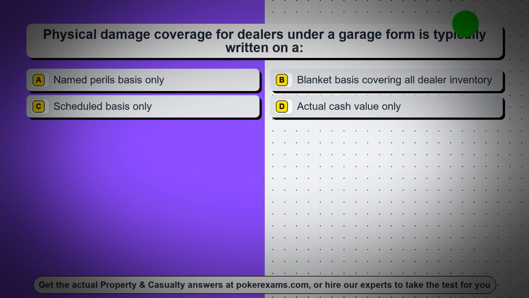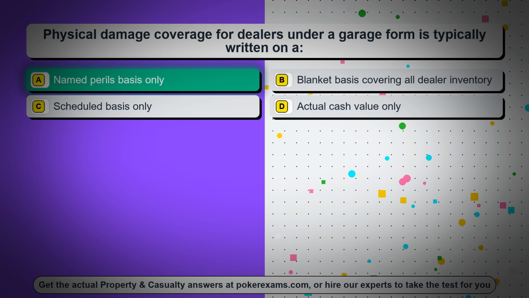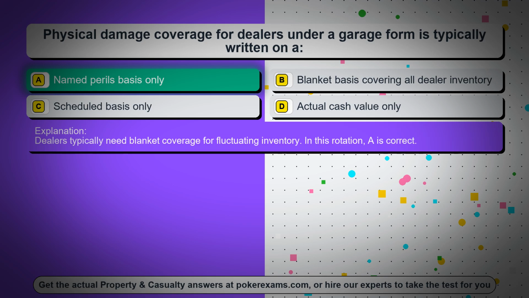Question 36. Physical damage coverage for dealers under a garage form is typically written on: Option A, named perils basis only. Option B, blanket basis covering all dealer inventory. Option C, scheduled basis only. Option D, actual cash value only. The correct answer is option A, named perils basis only. Dealers typically need blanket coverage for fluctuating inventory. In this rotation, A is correct.